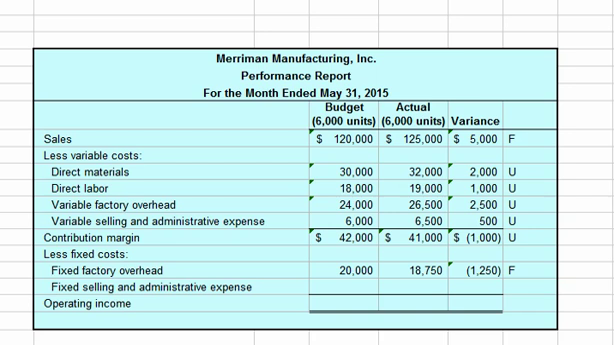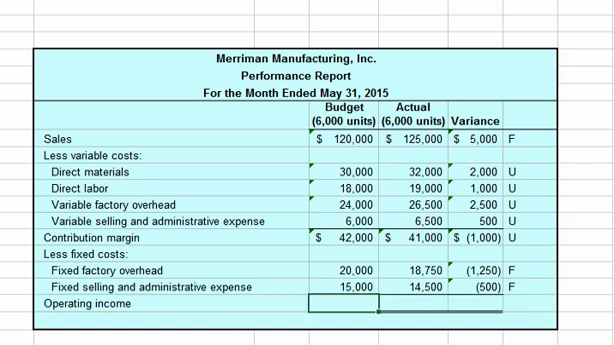Okay, fixed selling and administrative expense on the budget, that's $15,000. On actual cost, $14,500. I'm going to say actual minus budget again. Alright, but now let's think about it. Okay, our actual cost was $14,500. We budgeted the cost at $15,000. We beat the budget. The cost was less than we expected. So that one's going to be favorable.